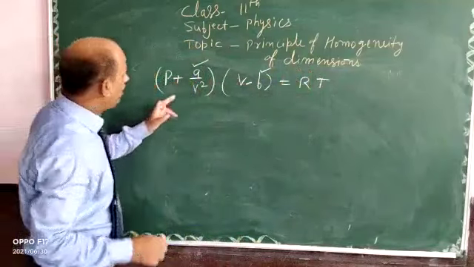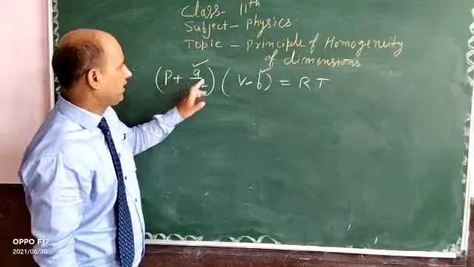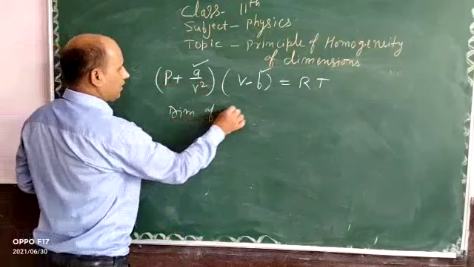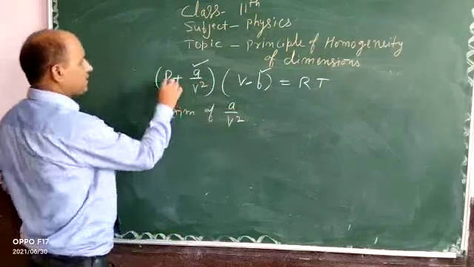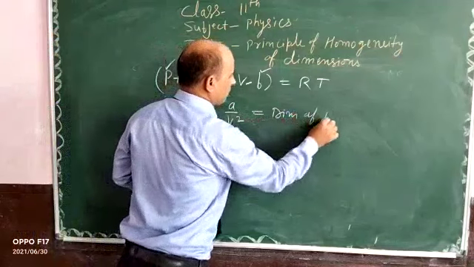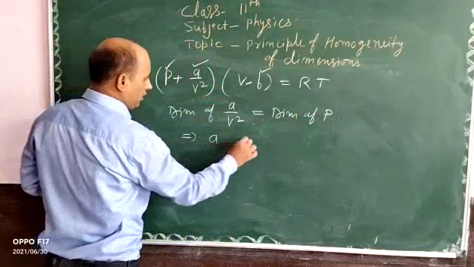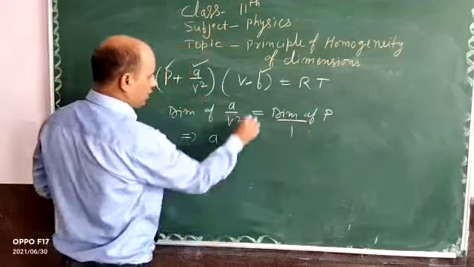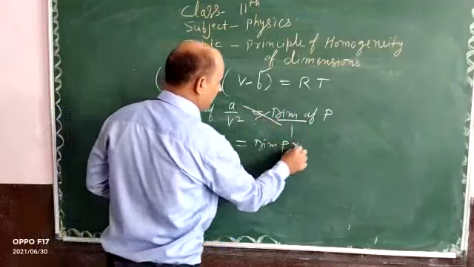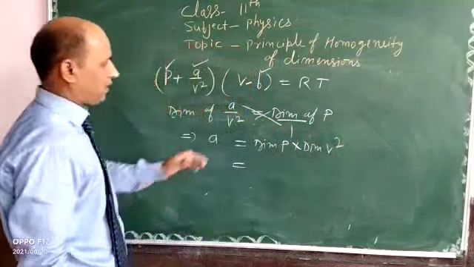So the dimension of a upon V square must be the same as P, because in the equation the dimensions must be the same. So the dimension of a upon V square must be the same as P, pressure. So the dimension of a equals, doing cross multiplication, pressure into the dimension of V square. The dimension of pressure we can find out separately.